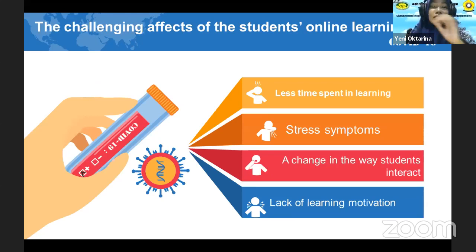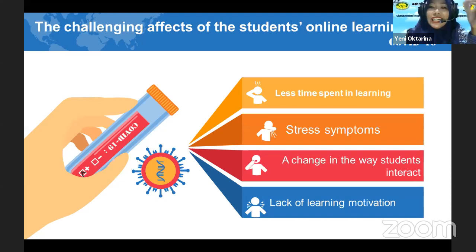And then this is the most challenging effect of the students' online learning. Number one, less time spent in learning. Why is this the most? Because right now, students only get a small amount of time. Normally, students can learn for about 45 minutes, and now they only can learn for about 30 to 35 minutes.